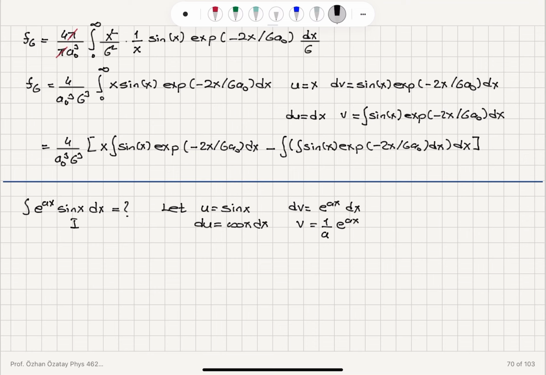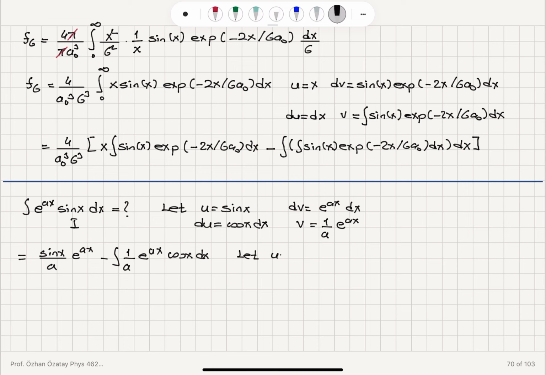And with that, this integral will become uv, so that's going to be sine x divided by a e to the ax, so we're performing integration by parts, minus integral v du, integral v, 1 over a cosine, let's see, 1 over a e to the ax cosine x dx. And now let's do integration by parts again.